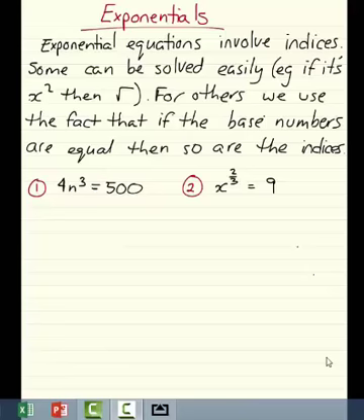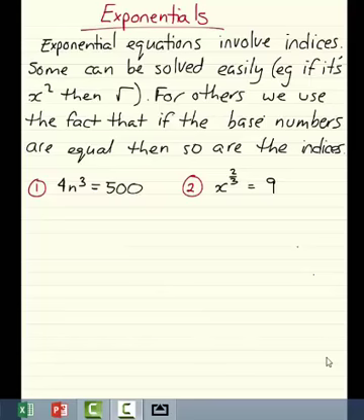So exponentials is talking about indices, so squares, cubes, and various other powers. Some of them are really easy to solve. We know that if we're given an equation x squared is equal to 25, that we need to take the square root of 25 because the square root is the opposite of squaring.